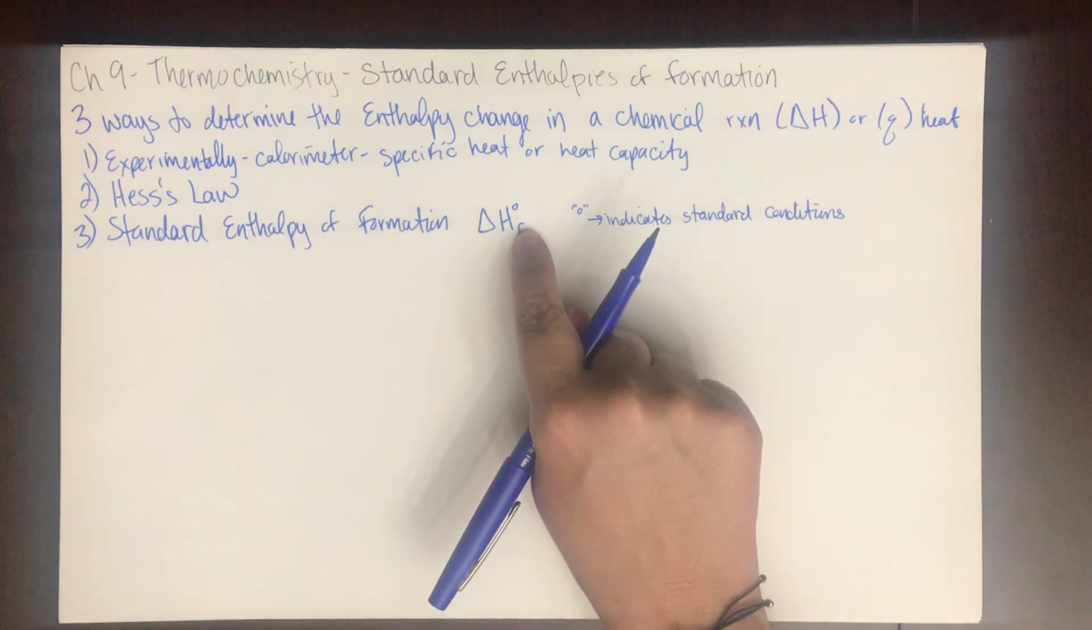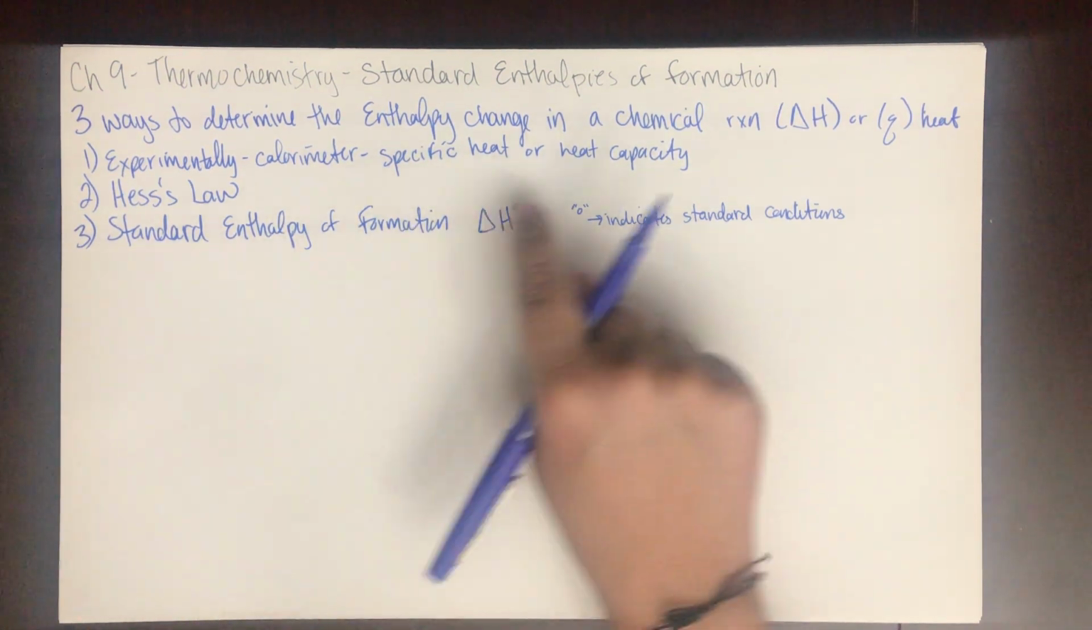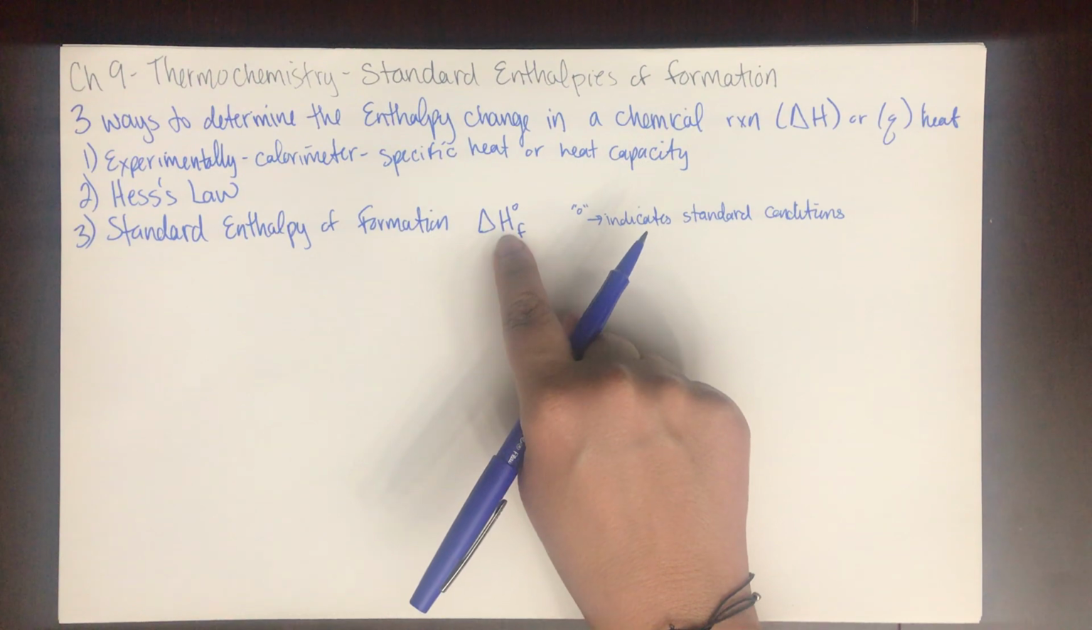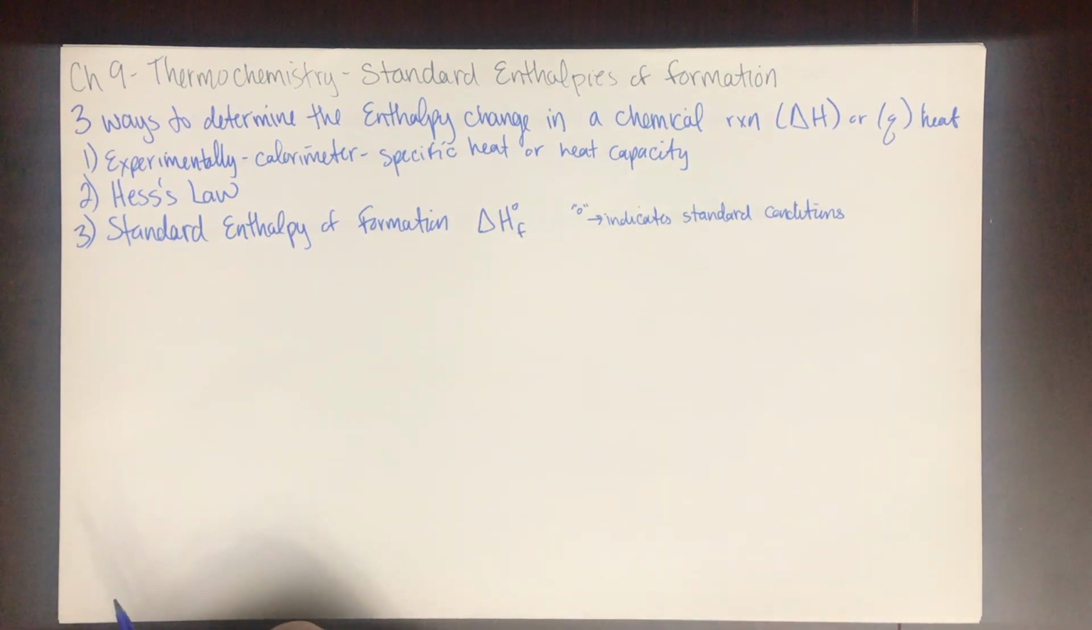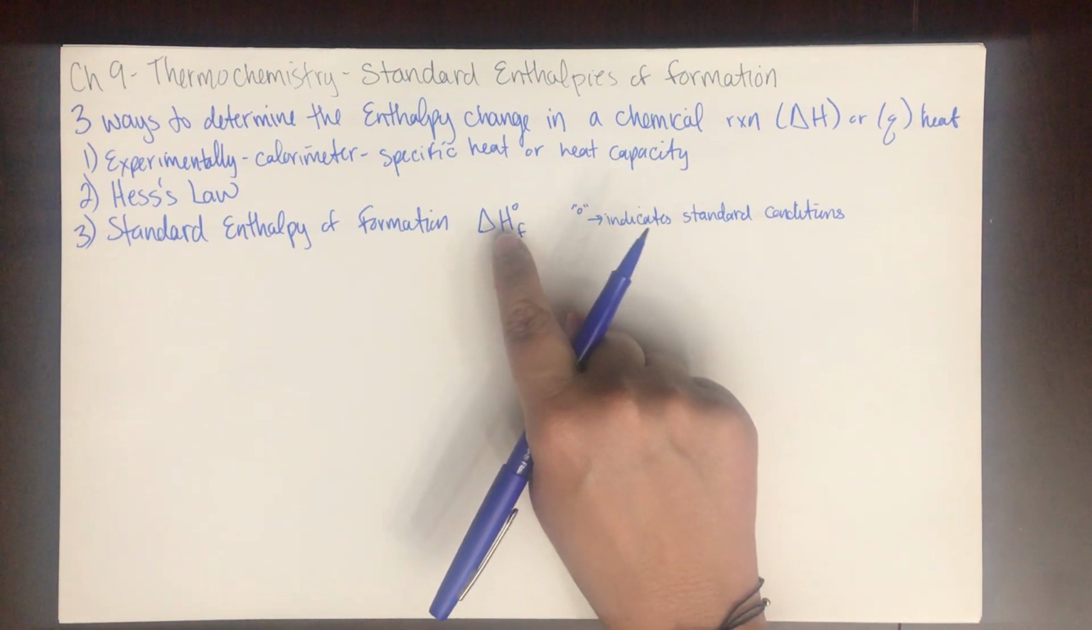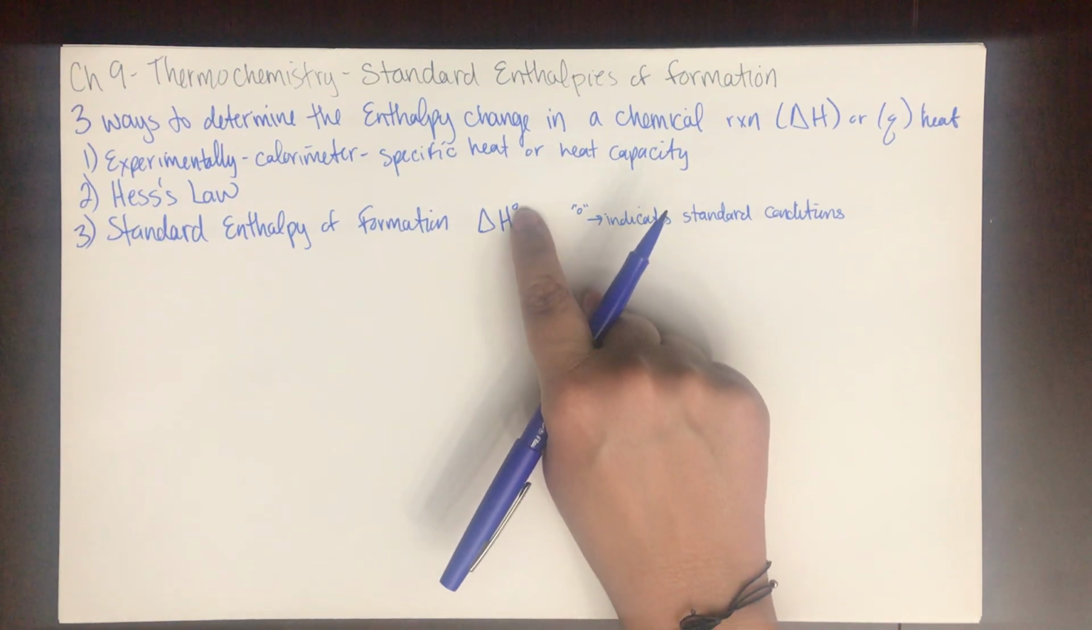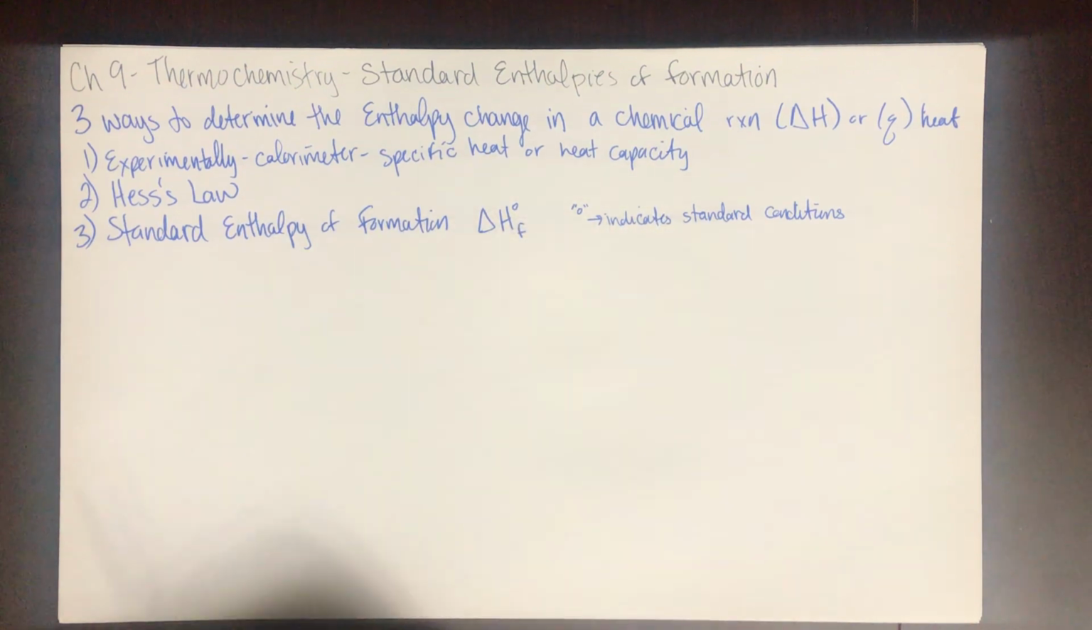So you'll see it looks something like this. Standard is the little degree, enthalpy, delta H, formation is the little F. So you would read this as delta H 0, sometimes we call that little degree sign 0, of formation. So lots of different ways to say this, all means the same thing.